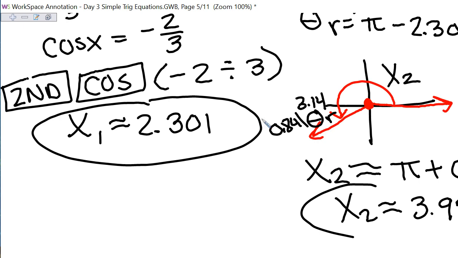Now, if you're off by 1,000th, am I going to dock you a whole bunch of points? No, because I don't know if you used the rounded answer or the exact answer. So if you use the exact answer, I'd be able to see that in your answer. So if you're off by 1,000th, I'm not going to do anything about that.